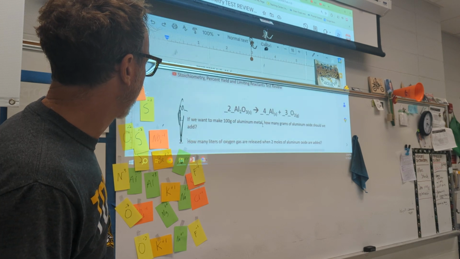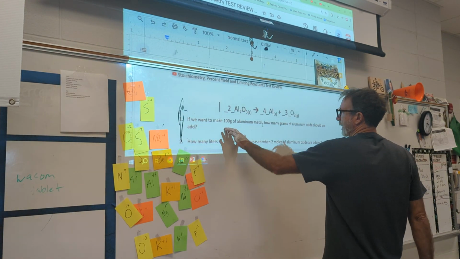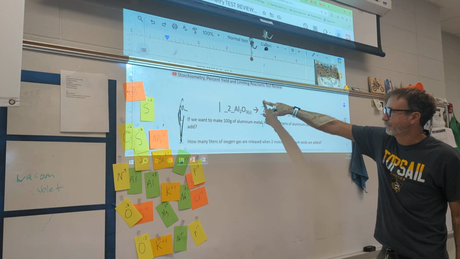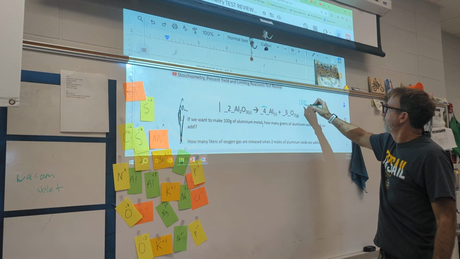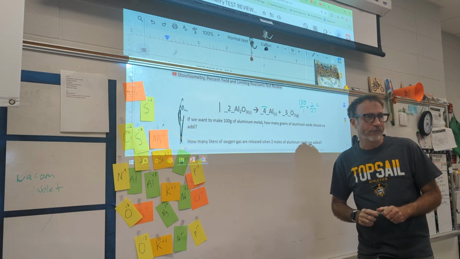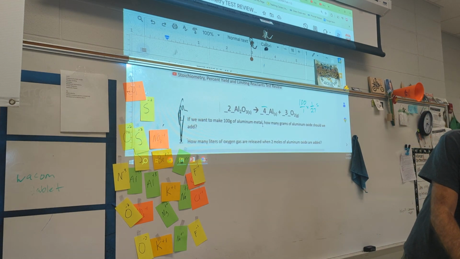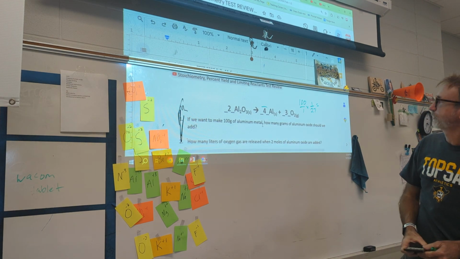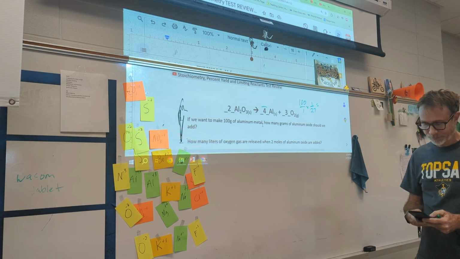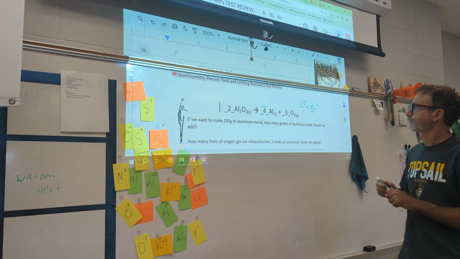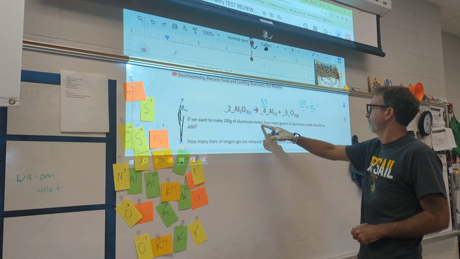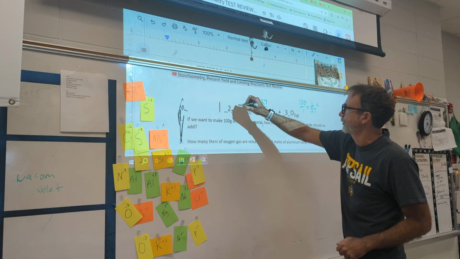Still not doing any limiting reactants yet. We want to make 100 grams of aluminum. We can't write 100 grams there. We have to write moles. 100 over 1 times 1 over 27, basically. Everybody understand where I get that from? It's really 26.98. I think 27 is going to work. 100 divided by 27 gives me 3.7. So if we want to make 3.7 moles of aluminum, how many grams of aluminum oxide should have been used?